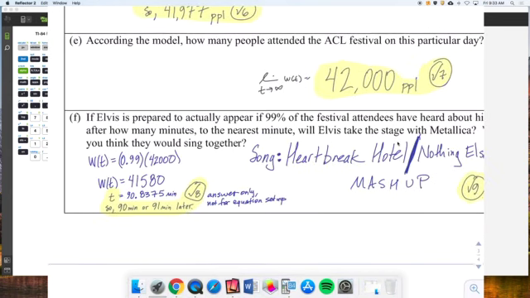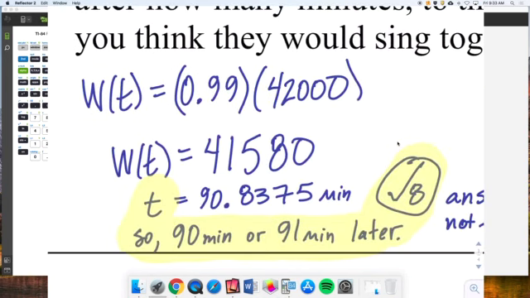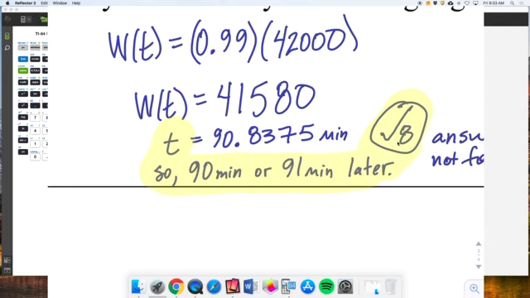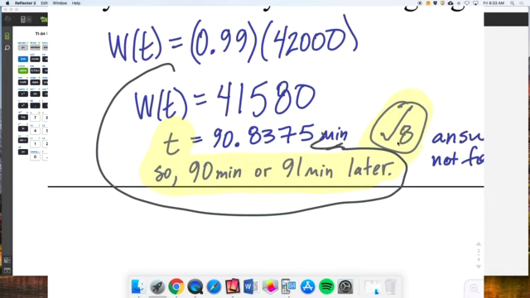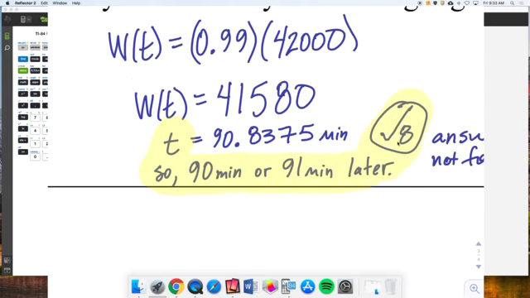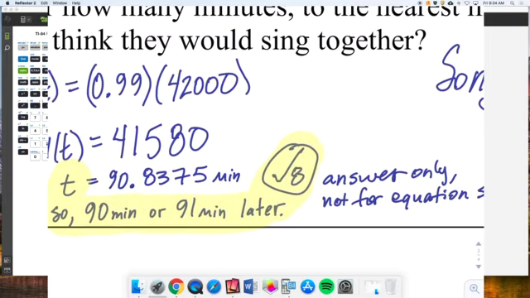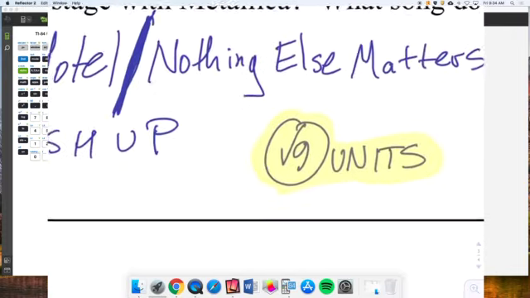All right, and then if Elvis were to actually appear, if 99% of the festival attendees had heard about it, 0.99 times 42,000 is 41,580. You need to set it equal to 41,580, find the point of intersection, and it comes out to be 90 or 91. Now, for the 8th check, there was a higher standard. You had to have the W of T equals that and the T equals for that one check. I didn't give you 2 checks for that like I did on the others. And then the units. If you had the correct units all the way through, you got the 9th check for the units.